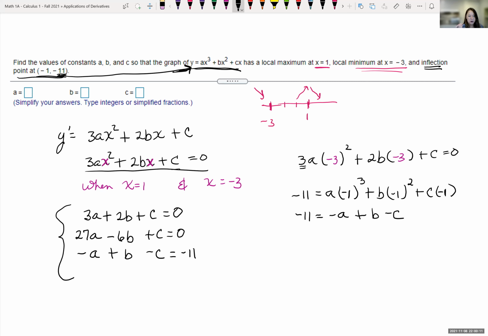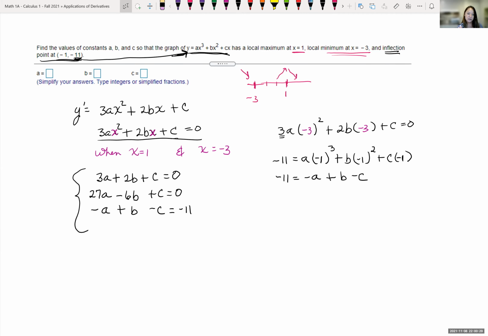Okay, so we have a system of equations. We have 3 variables, 3 unknowns. And so there's different ways to approach this. I personally would prefer to do matrices, if you guys are okay with matrices.